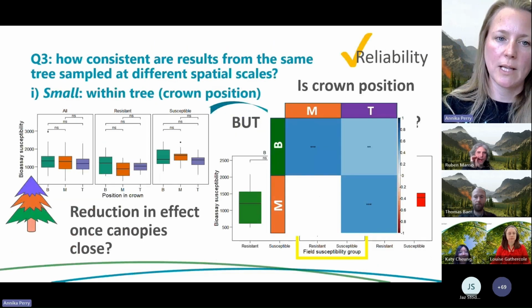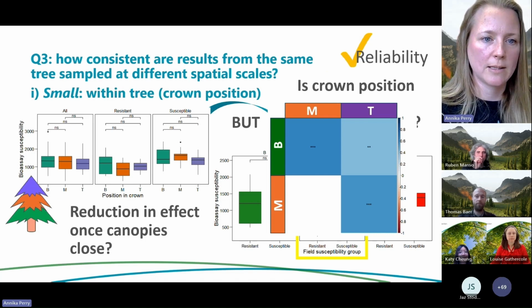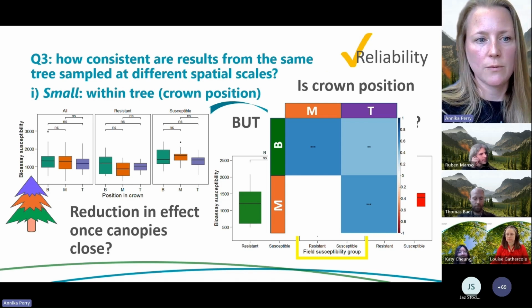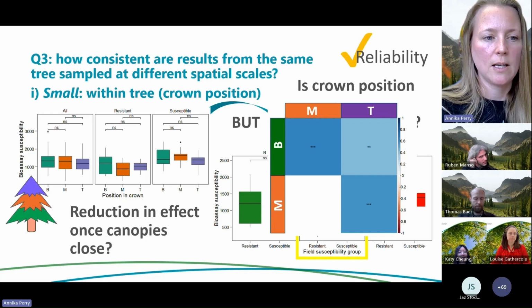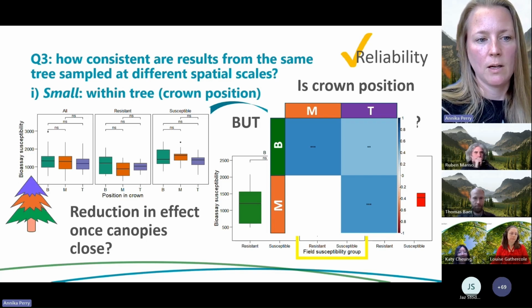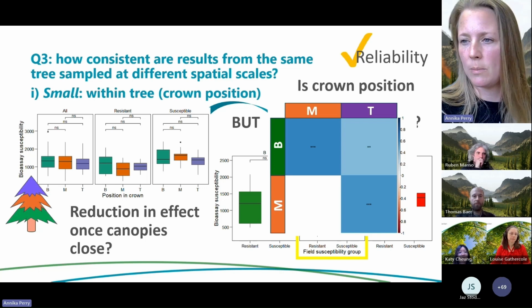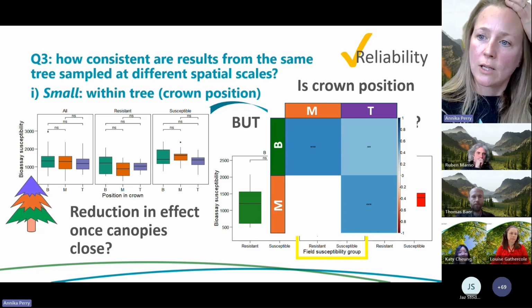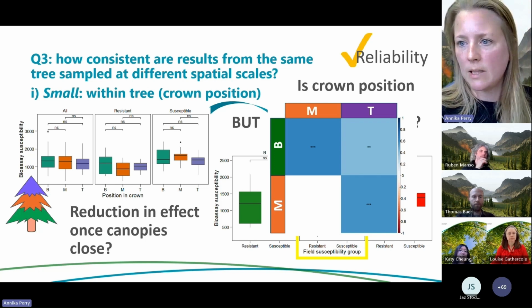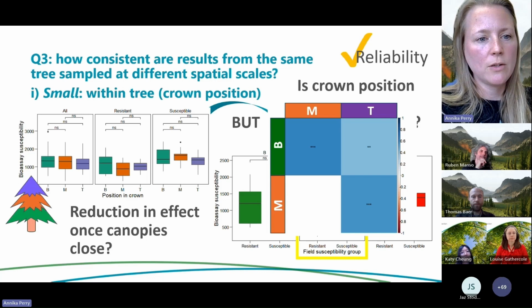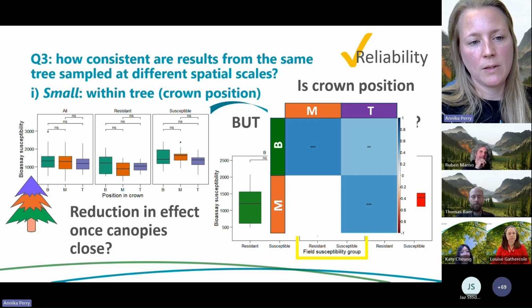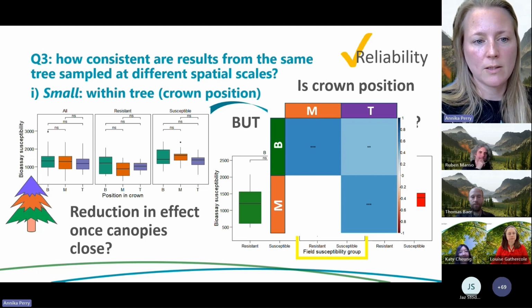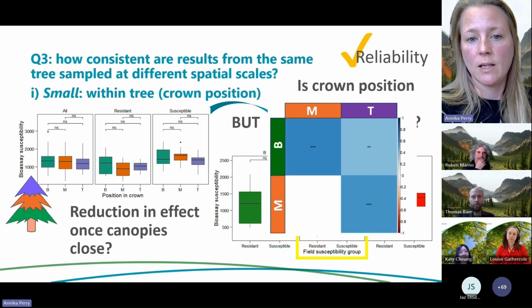And so my next question was, how consistent are results from the same tree sampled at different spatial scales? So first of all, there was a small scale. This is branches sampled from high up in the canopy, in the middle of the canopy, and low in the canopy. And I should say these trees are now about 17 or 18 years old. They're generally between about 4 and 6 meters. And you can see that there is no significant difference among any of these in bioassay susceptibility, regardless of where you sample them. And you can see that they're very highly correlated as well.